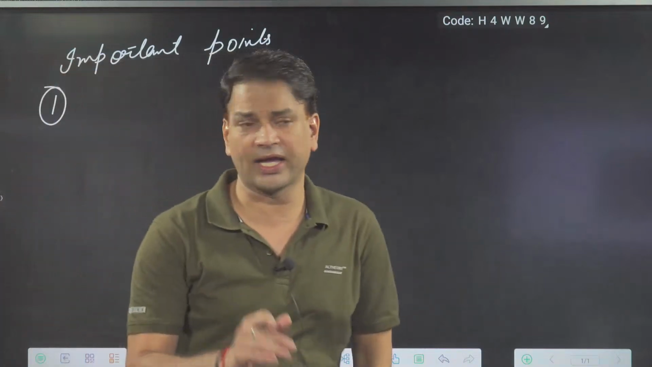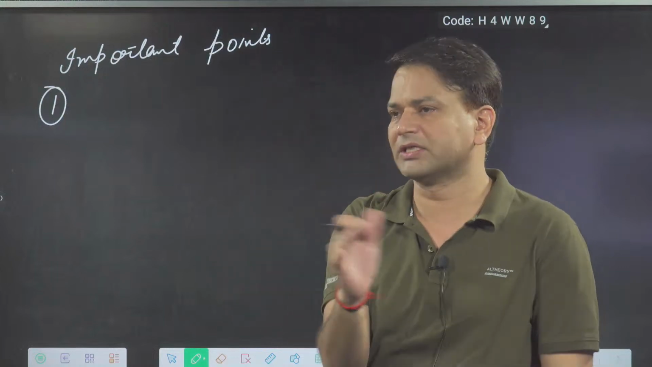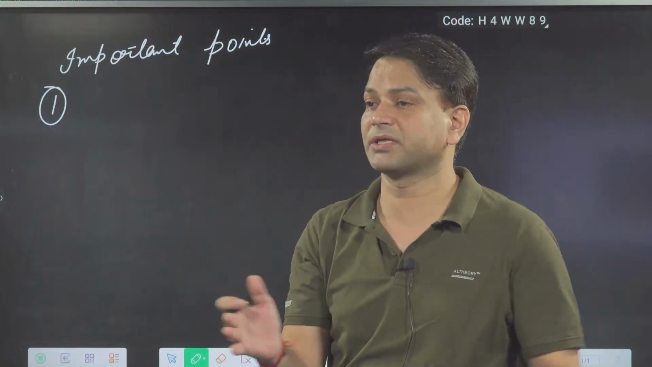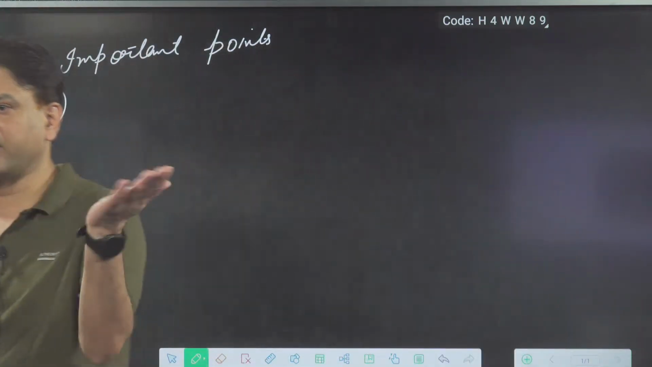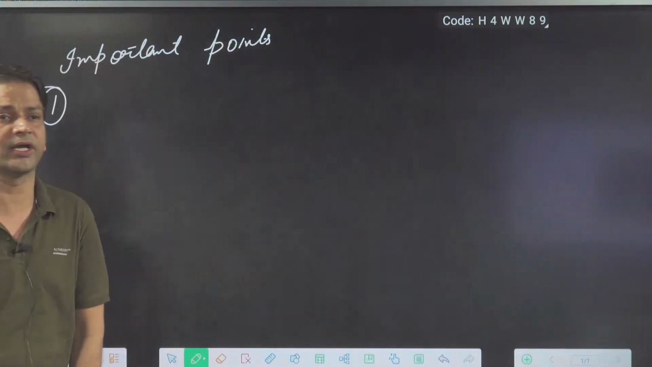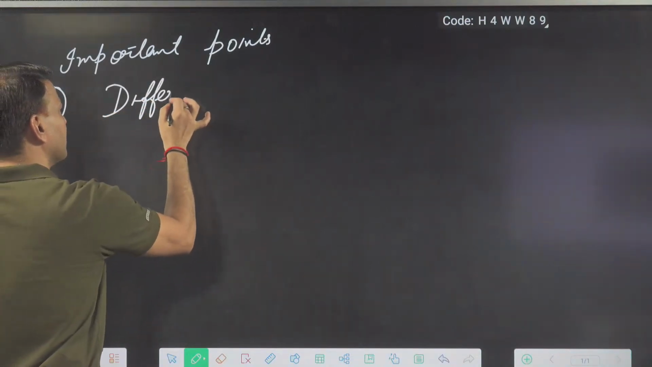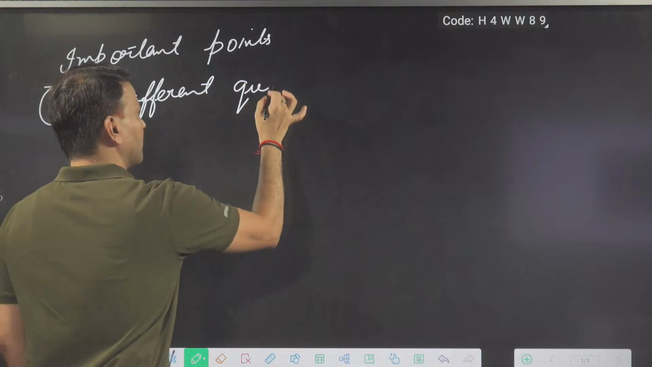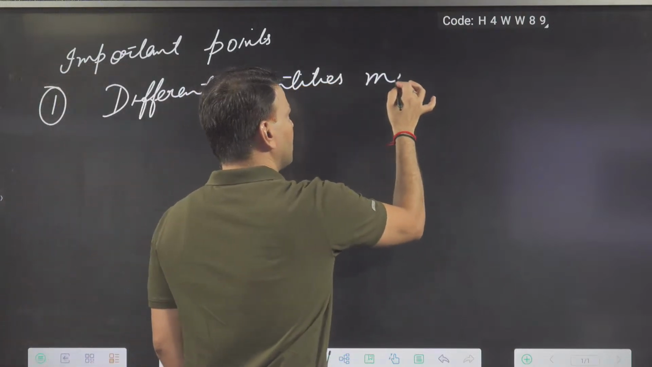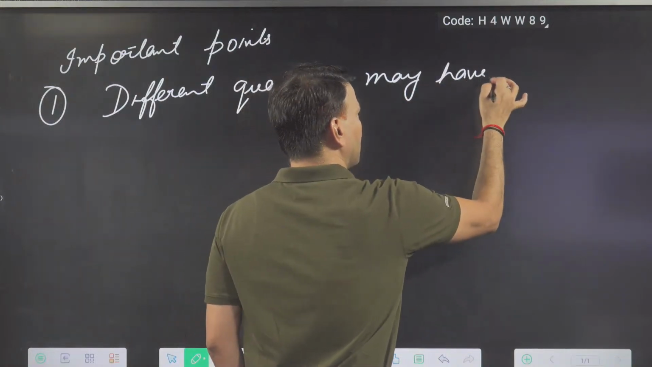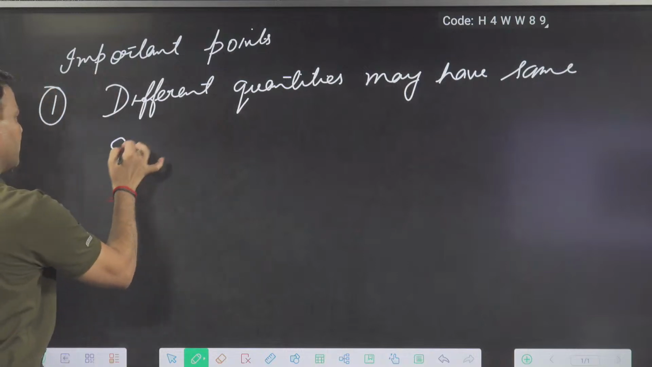So many examples are there, like surface tension, which you will learn later, and spring constant. They have the same dimension, but they are different quantities. Torque and work are different quantities, but they have the same dimension. So first point is what? Different quantities may have same dimensions.